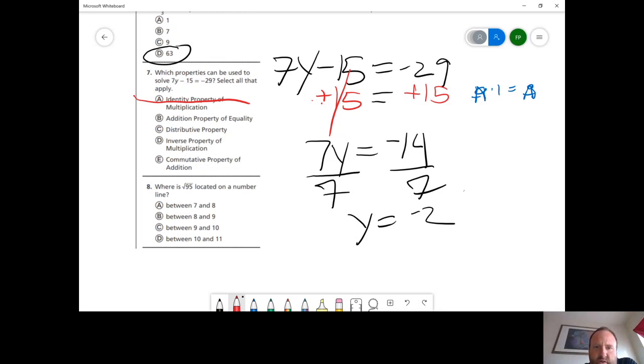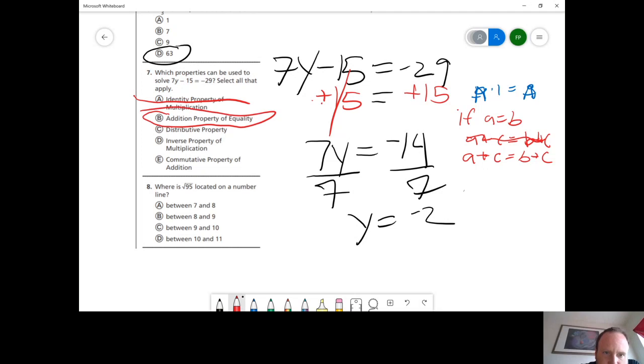Addition property of equality. When we added 15 to both sides, that's what that is. If A equals B, then A plus C equals B plus C. Whatever we do to one side, we have to do to the other. So that would work. Let me just rewrite that. A plus C equals B plus C. So that would work. Okay, next. So we know that that's one of the properties. We're not going to strike that one out.